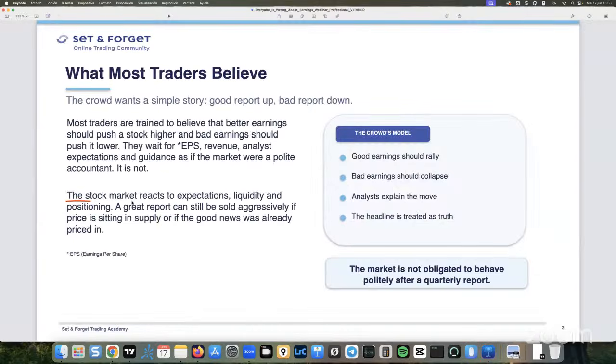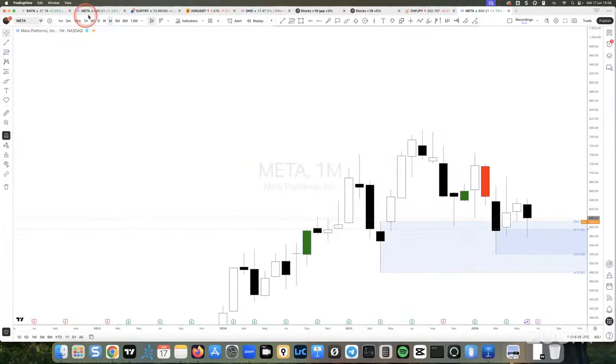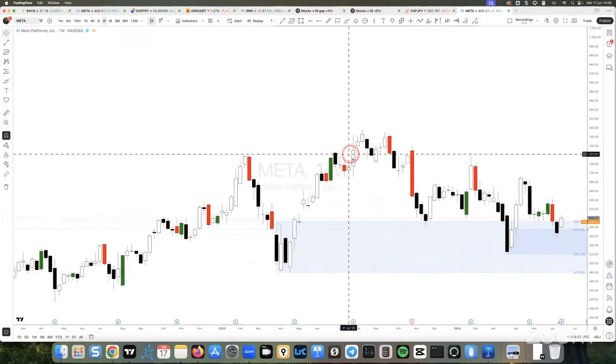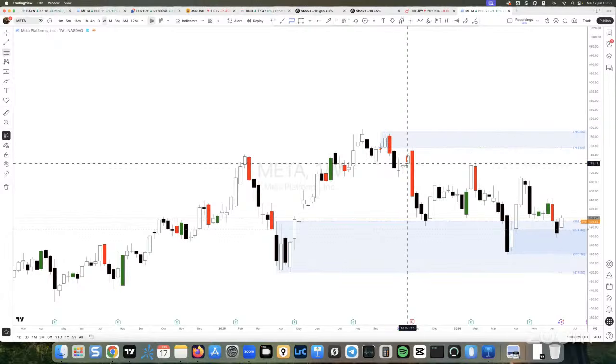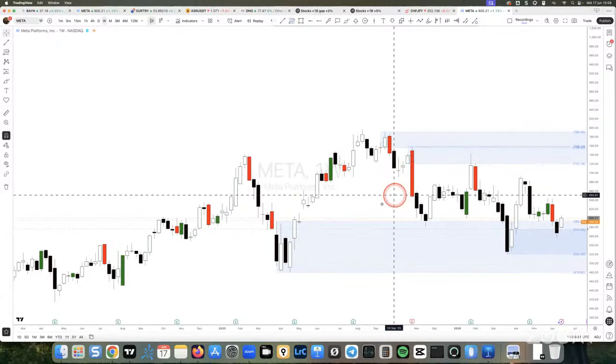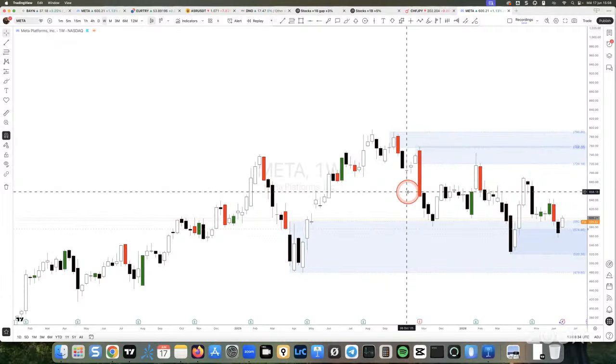The stock market reacts to expectations, the expectations of the big boys, and even you and I, the retail traders. It reacts to liquidity and positioning. A great report, a positive earnings release on Meta Platforms, can still be sold aggressively if price is sitting in supply, or if the good news is already priced in. Also, when we take a look at the weekly time frame here, we had a weekly supply level at the top. We've got another supply level over there. We discussed this in previous analysis.